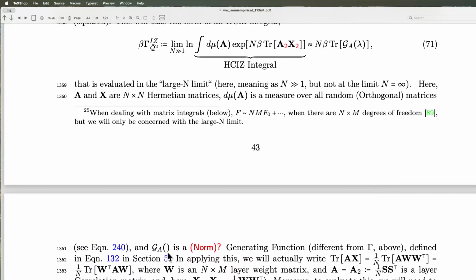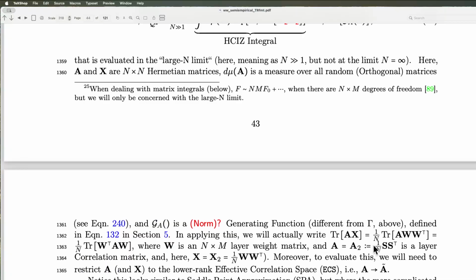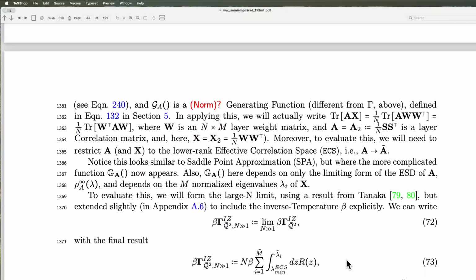And this object is some kind of norm generating function, but it's not like gamma. It's something else entirely, defined in equation 32, section 5. So in applying this, in order to understand this part, you have to have read section 3. So I'll skip it.